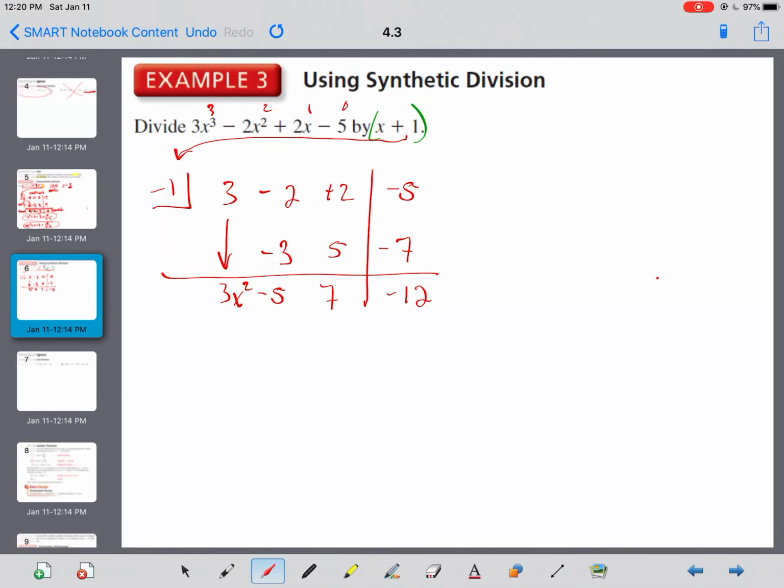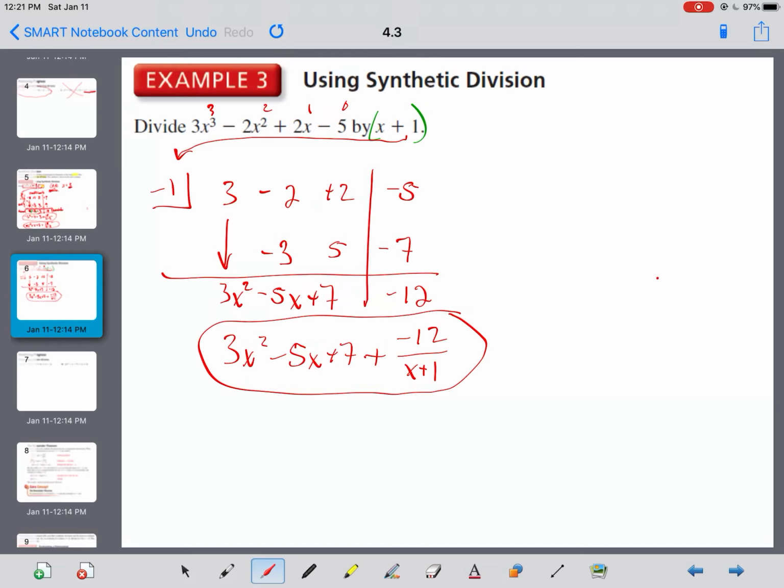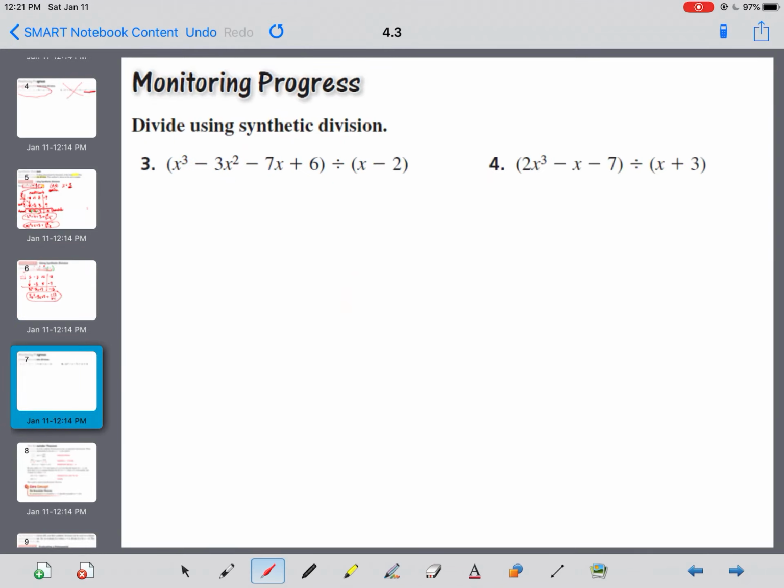It was an x to the third, so an x squared, an x. So we've got 3x squared minus 5x plus 7 plus negative 12 over x plus 1, or you could say minus 12 over x plus 1. Either is good. All kind of works. Okay? That's how it works.